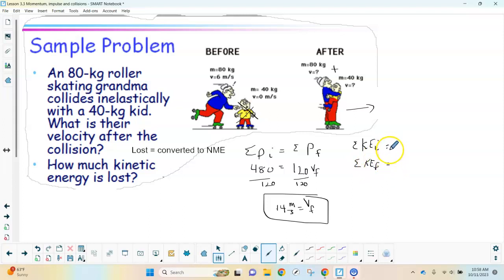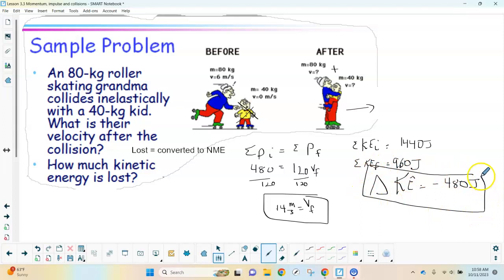So kinetic energy initial, if you do that work for Granny by herself, she has 1,440 joules. Together afterwards, the grandson and Granny have 960 when you do 1/2 mv squared for each of those terms and add together. We want the change in kinetic energy, so you subtract. It went from 1440 to 960, so you lose 480 joules. So that is the solution to this one: negative 480.